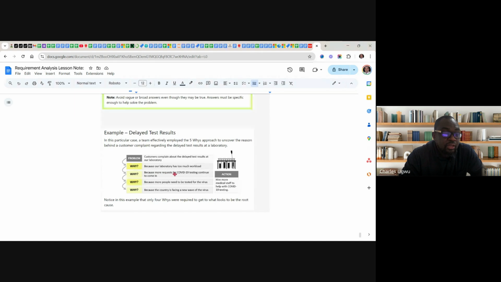Because our laboratory has too much workload. Why? Because more requests for COVID-19 testing continue to come in. Why? Because more people need to be tested for the virus. Why? Because the country is facing a new wave, you see. So that is why you are having delay, because of the new wave. And the action here: hire more medical staff to help with COVID-19 tests.